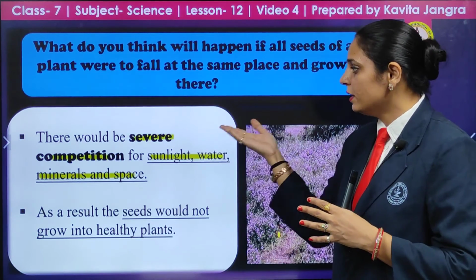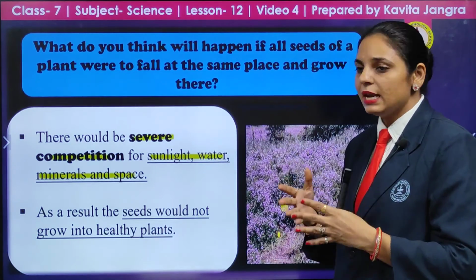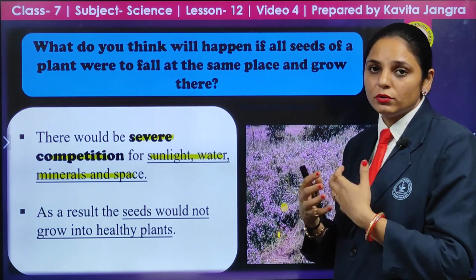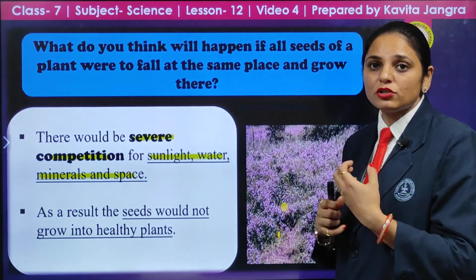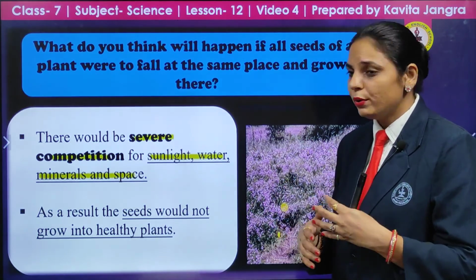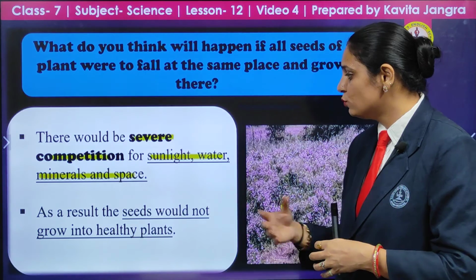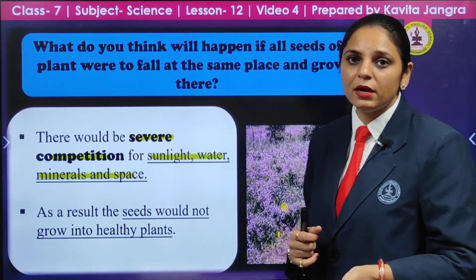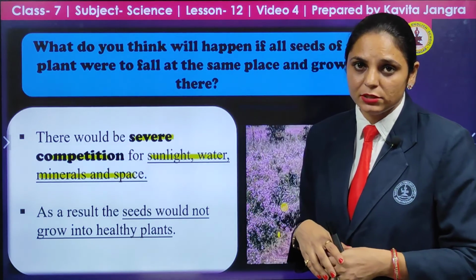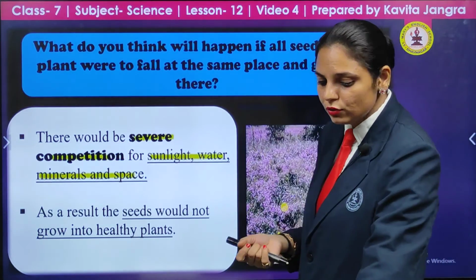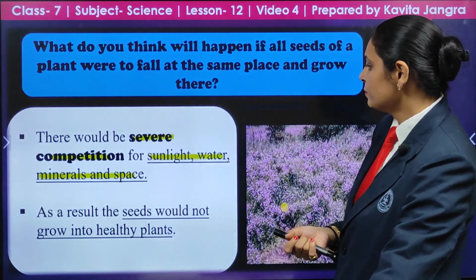Then there would be severe competition for sunlight, water and minerals, because in a specific area, the more seeds you grow, the more competition there will be and they will not survive at all. They can't grow at all there. As a result, seeds would not grow into healthy plants. We all know that farmers sow the seeds keeping some distance between them, otherwise they will not grow and will not bear fruit.